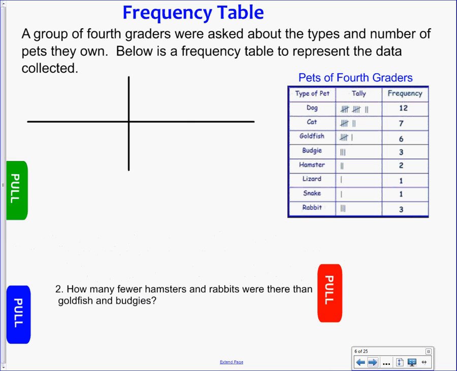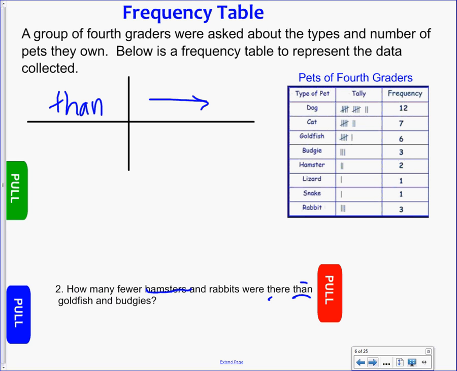Said, how many fewer hamsters and rabbits were there than goldfish and budgies? So again, we would underline "than" and put a subtraction sign. That would be our main idea. The frequency table is our details. We're going to use our cross off and plug in method.